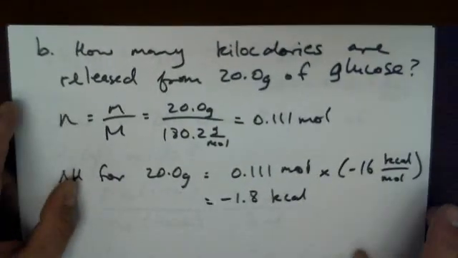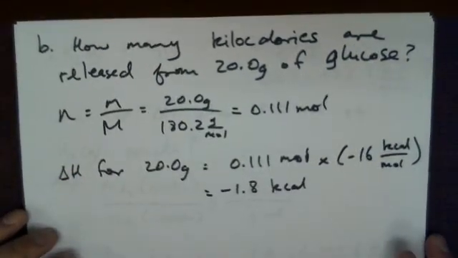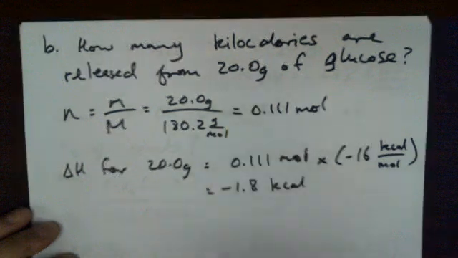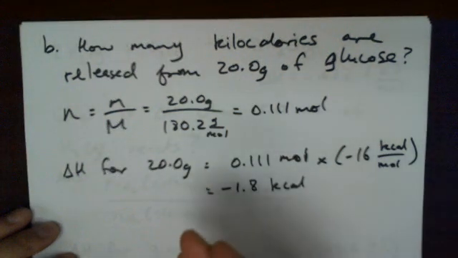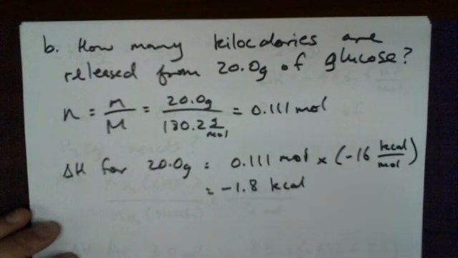B is how many kilocalories are released from 20 grams of glucose. So now we don't know the number of moles. So we've got to work out the number of moles first before we can do that calculation, because that minus 16 is on a kilocalorie per mole basis. We need to know the number of moles first.